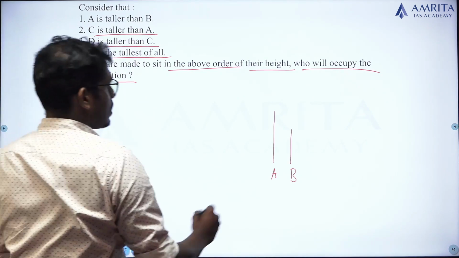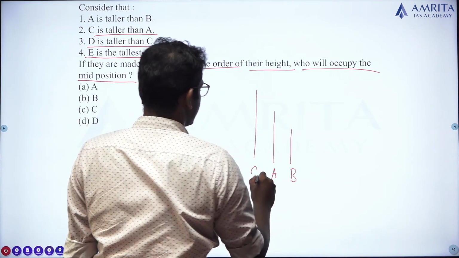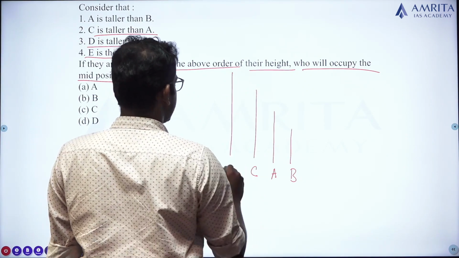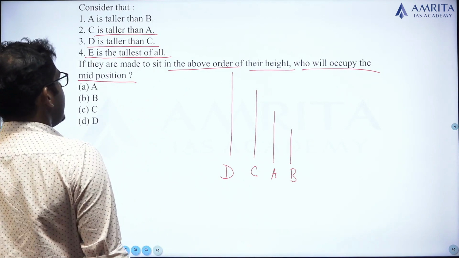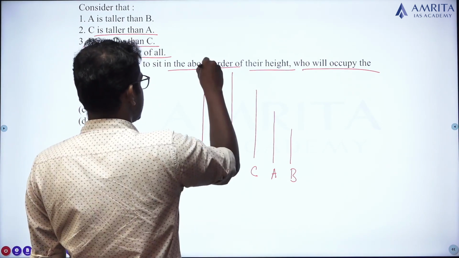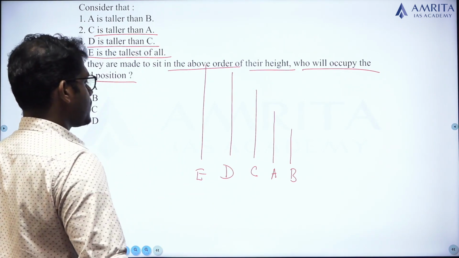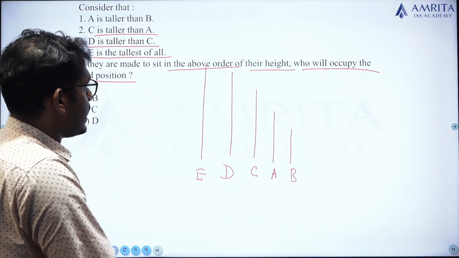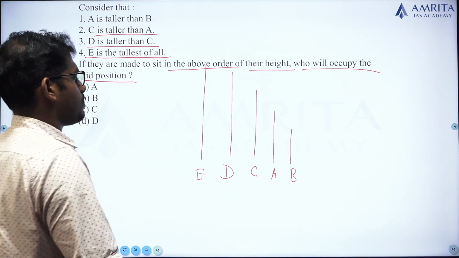Then C is taller than A. D is taller than C. E is tallest of all. If they are made to sit in the above order of their height, who will occupy the mid position?